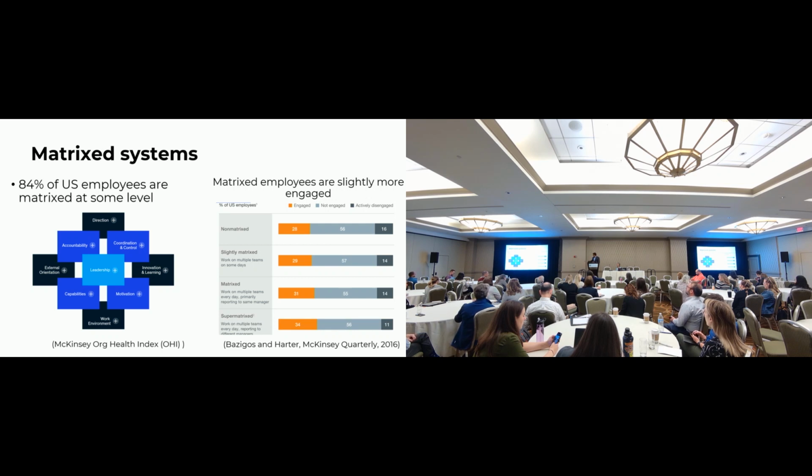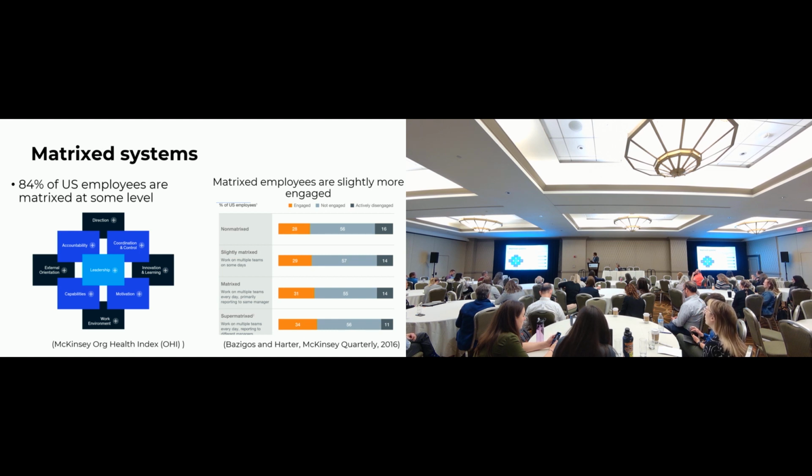And I did some search online. I have nothing to do with this conflict of interest statement, nothing to do with McKinsey. But they did a survey of 2,500 employees in the U.S. It's a representative survey, and it was about the matrix system: how is that working? What they found was about employee engagement. They have 4 classifications here: the normal, non-matrixed, and then slightly matrixed, matrix, and super matrix. I think that's a good way to put that.